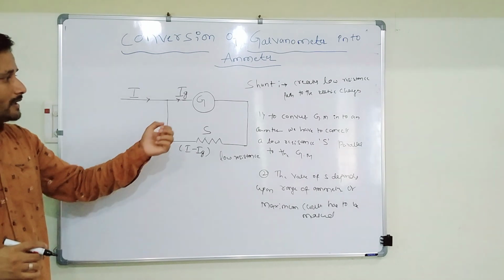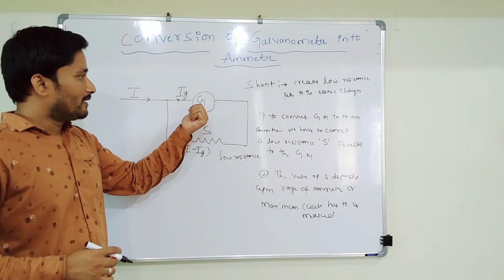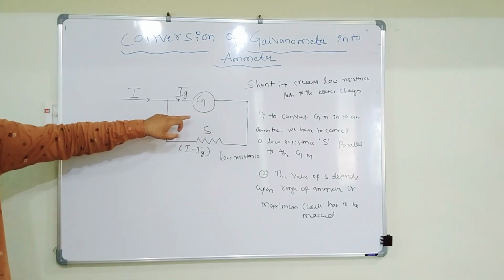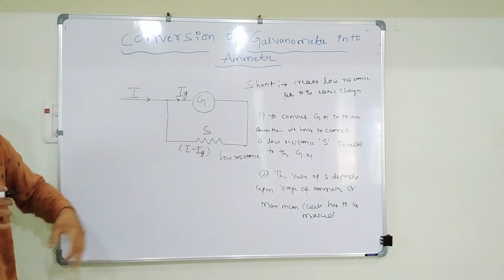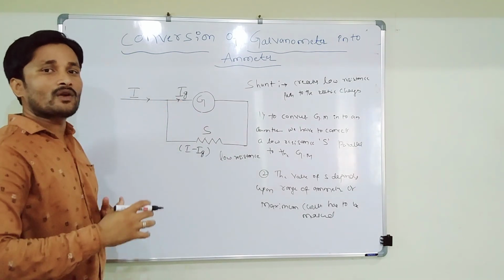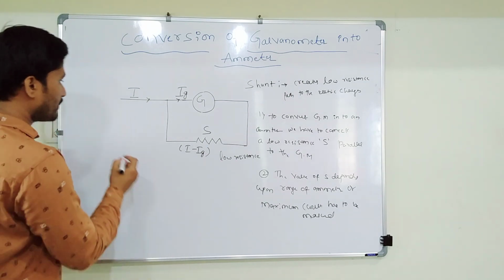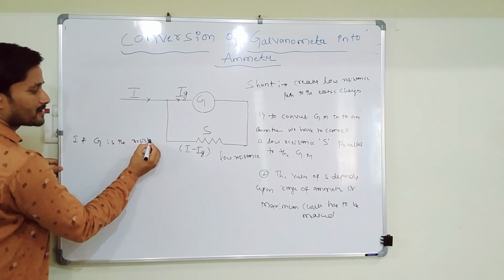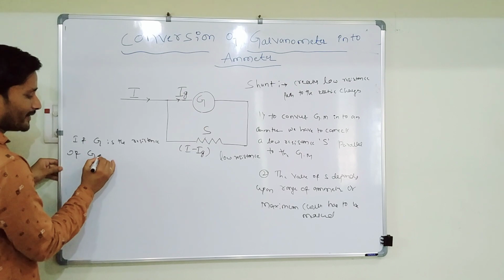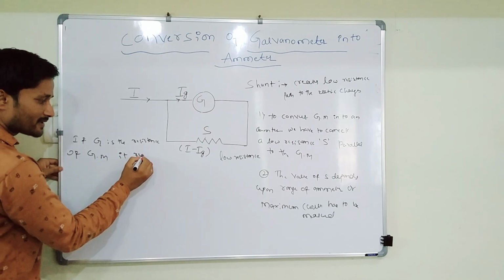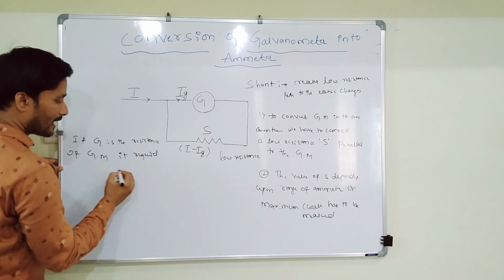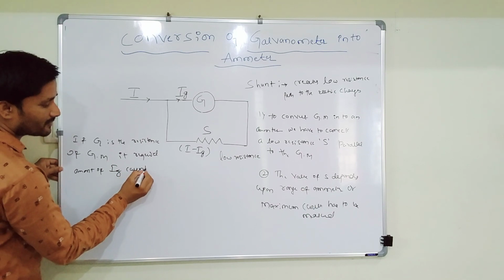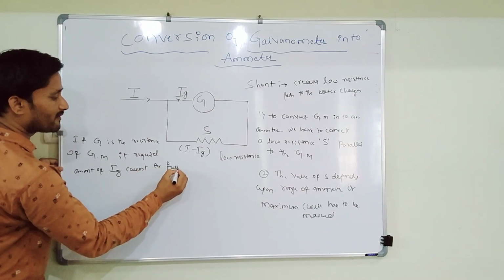And the third important point: this galvanometer has a resistance G, and it requires Ig amount of current for full deflection. So if G is the resistance of the galvanometer, it requires Ig current for full deflection.